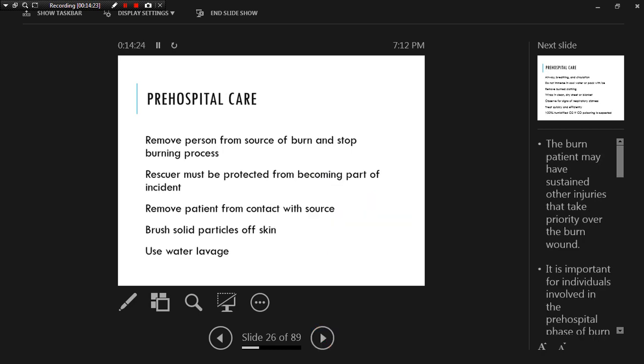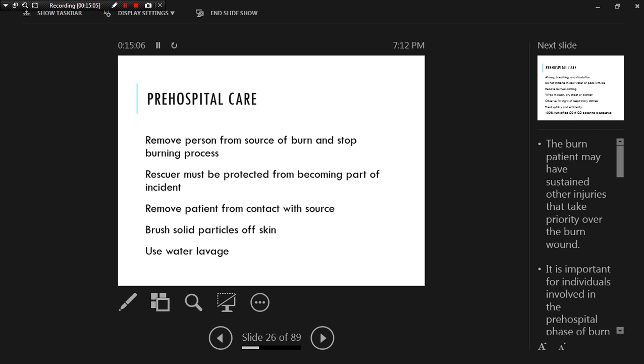So pre-hospital care, obviously these patients need to be removed from the source of the burning, and we need to stop the burning process. And if you're the rescuer, you need to make sure that you don't become the victim. So we need to remove the patient from the source, and we also have to remove the patient from contact with the source. So removing any clothing or jewelry that may be on the patient, rings if the patient starts to have swelling, because a lot of that swelling and edema can occur within like 20 minutes of the actual injury. So we need to be cognizant of watches, jewelry, necklaces, any restrictive clothing bands.